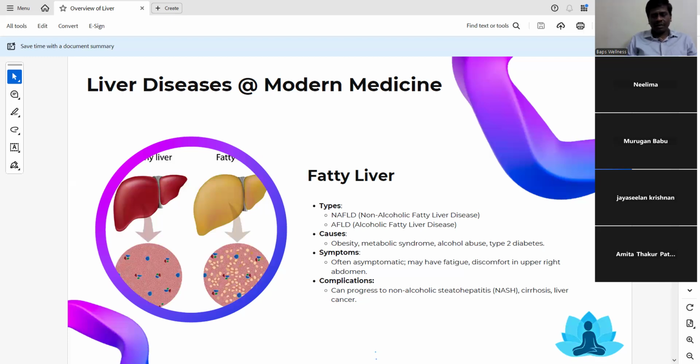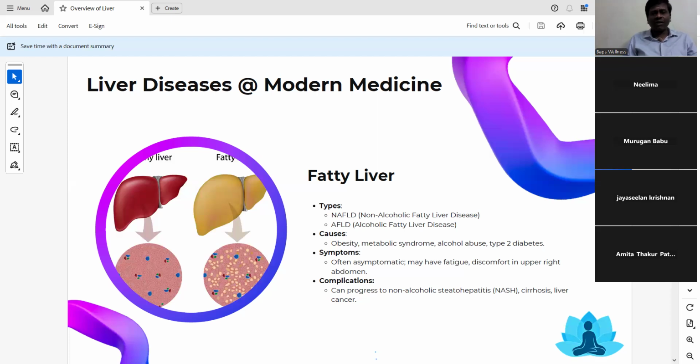So what happens in alcoholic fatty liver, if the patient continues to take alcohol despite the doctor's advice? That will lead to liver failure or cirrhosis. Simultaneously, in addition to that, they will have portal hypertension. Liver cancer, all those things we can definitely anticipate if the patient is not strictly following the advice. Avoid alcohol consumption at all.